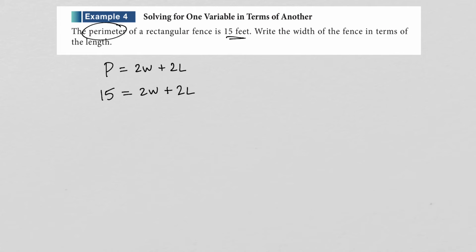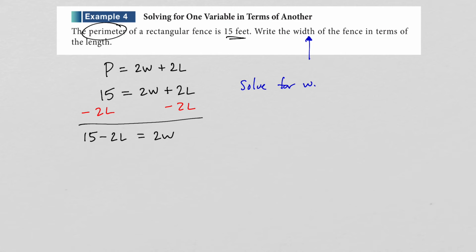Now they want us to write the width in terms of the length. So we want to solve for W, the width. To do this, I can subtract 2L from both sides. Doing that gives us 15 minus 2L is equal to 2W. And then now to solve for W, I simply need to divide by 2. And this is going to give us cancellation here. And W equals 15 minus 2L all divided by 2.